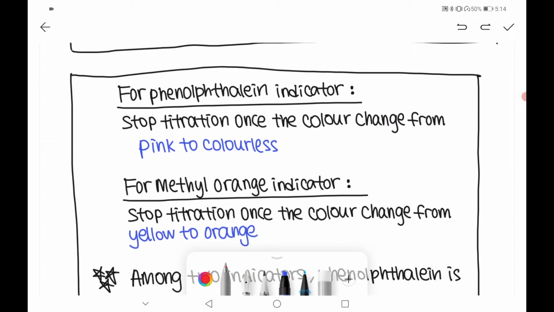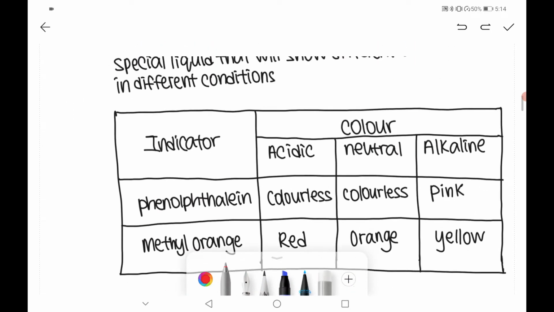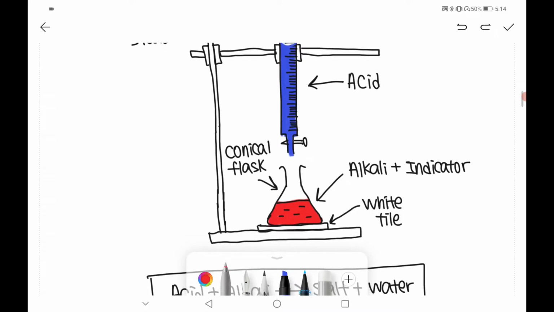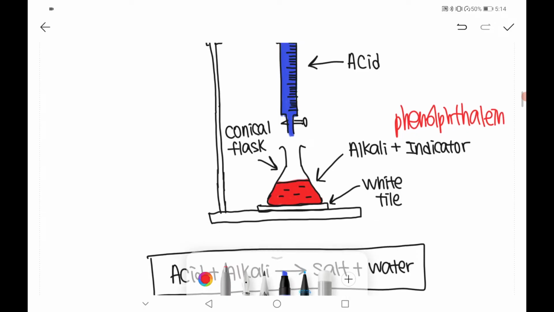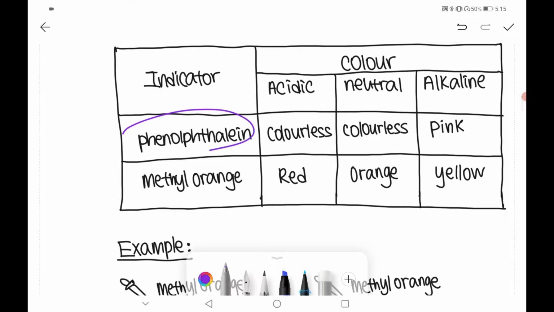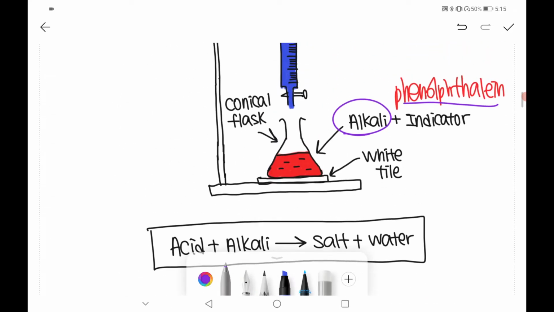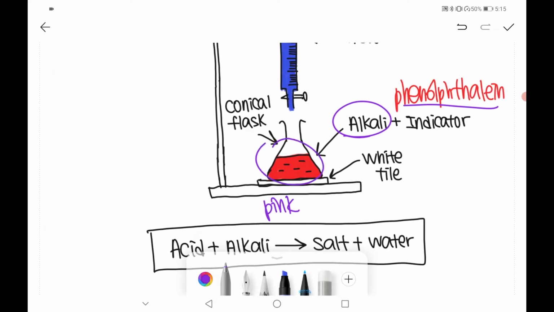So if you use phenolphthalein, the color will change from pink to colorless. Why does it change from pink to colorless? Initially, when we add phenolphthalein in alkali, what is the original color? Phenolphthalein in alkaline condition is pink. So you will see a pink color first.